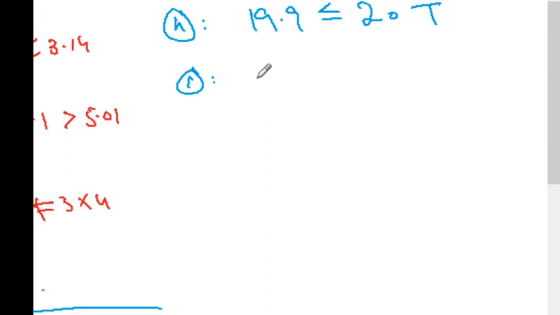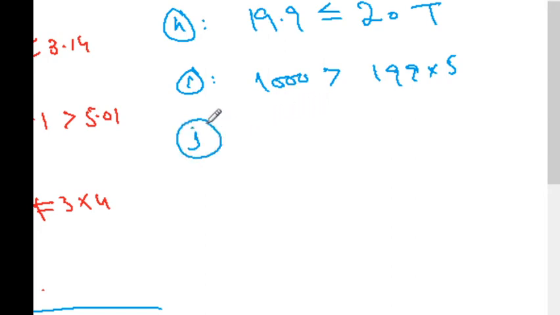Then I is 1000 is greater than 199 into 5. Yes, it's true, because it's giving you 995, I think, and this is 1000. It's bigger. Part J, it's also true.